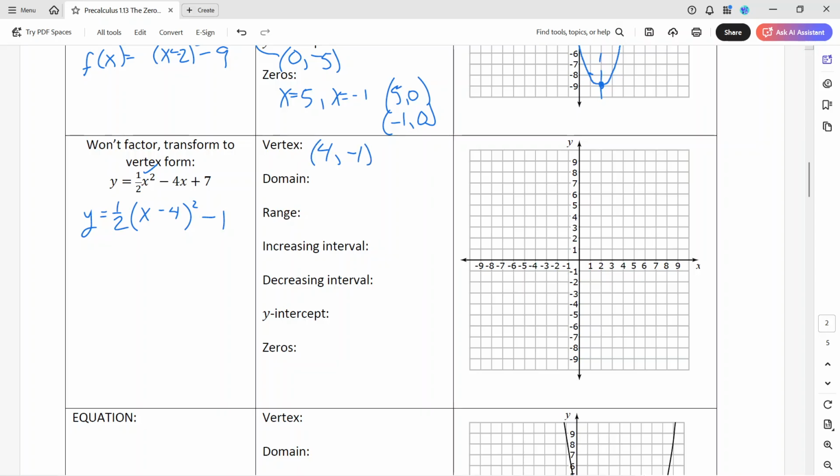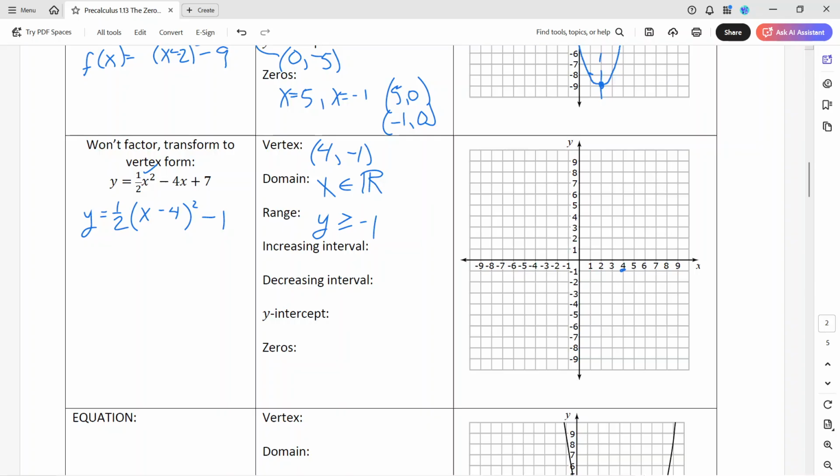And again, the domain, I'm just going to be lazy and say all real numbers. The range, well, I can see that it's upward opening because the coefficient on x squared is positive. So that means at x value 4, y value -1, it's an upward opening parabola. So the lowest value on the range is -1, and then it is everything above that. So I'm going to say y is greater than or equal to -1.